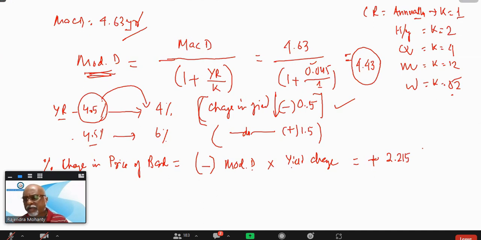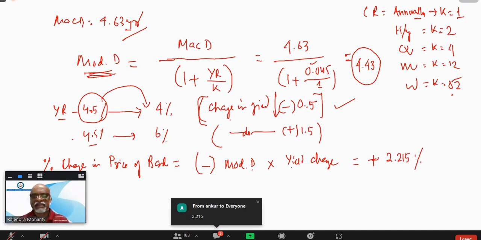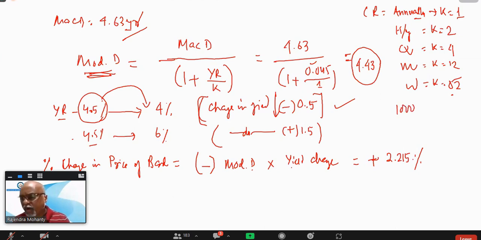2.215%. So that means if the change in the yield goes down by 0.5%, and your bond price, suppose 1,000 rupees, then the bond price will go up by 22.15. So 1,022.15 will be the bond price. Clear? For 100 rupees, it is 2.215, so for 1,000 rupees it is 22.15. So the bond price will increase from 1,000 rupees to 1,022.15.